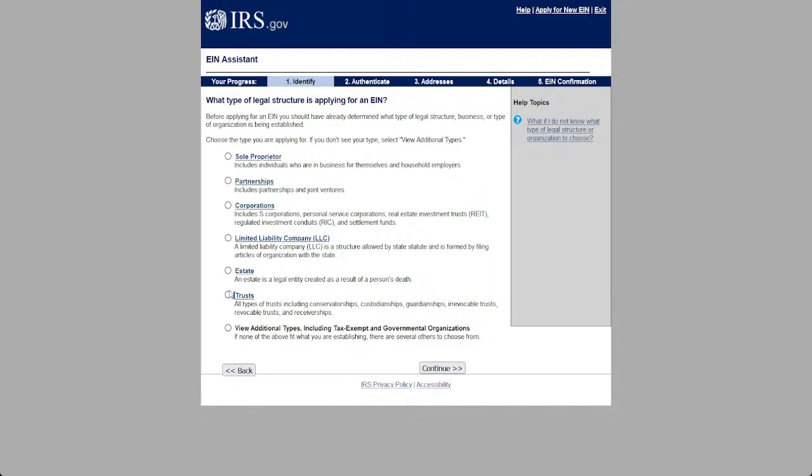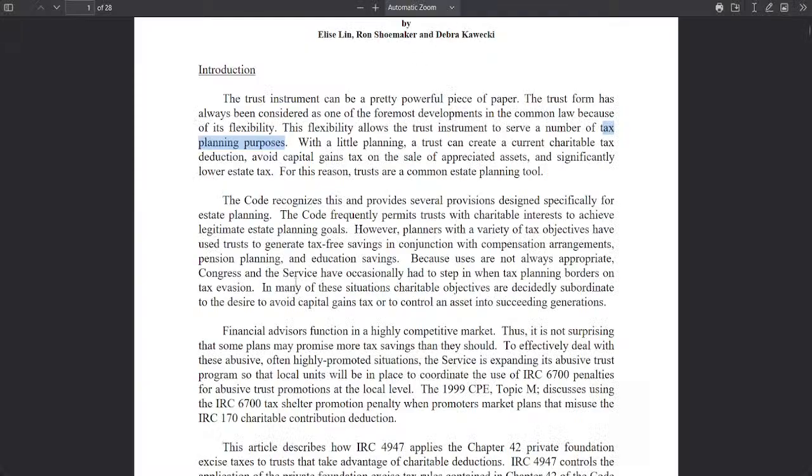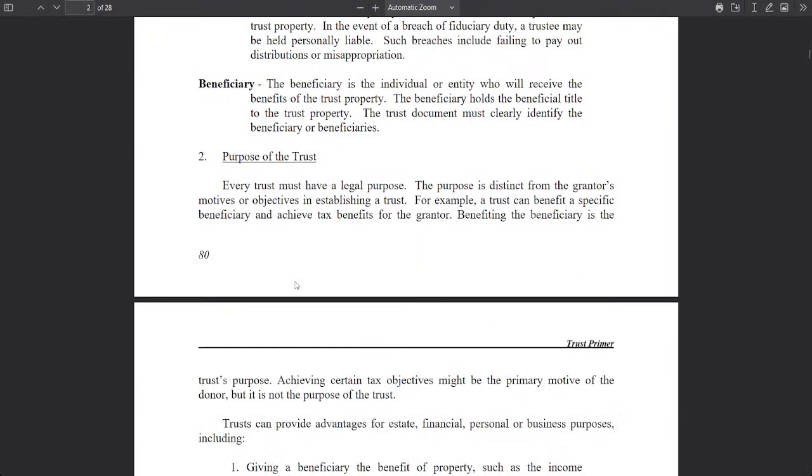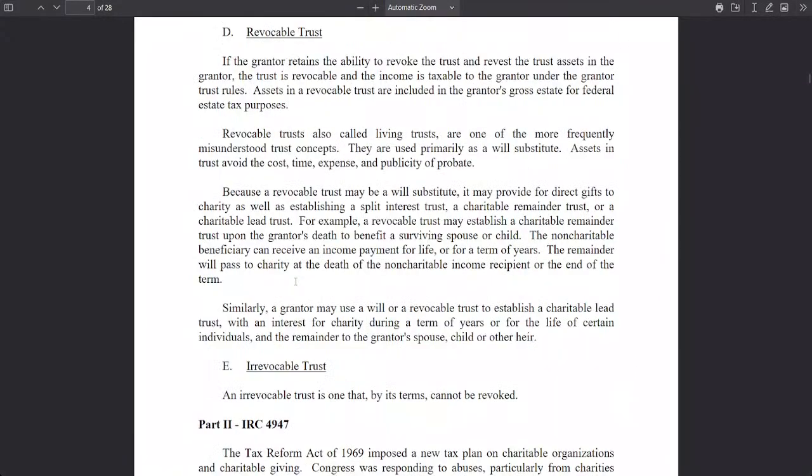So here, we start with trust. It's just not in the same order. And they want to know what type of trust, and we went through those trusts, right? So here are the options. Charitable, I don't like any of this stuff. But here's irrevocable. And if we go back to the IRS trust primer, this is the IRS, a revocable trust.